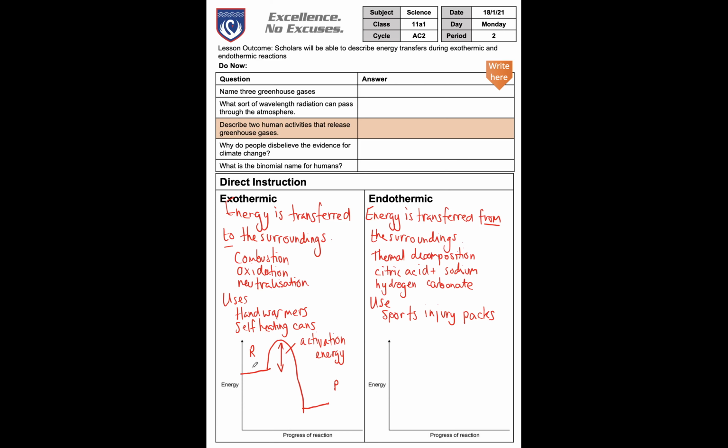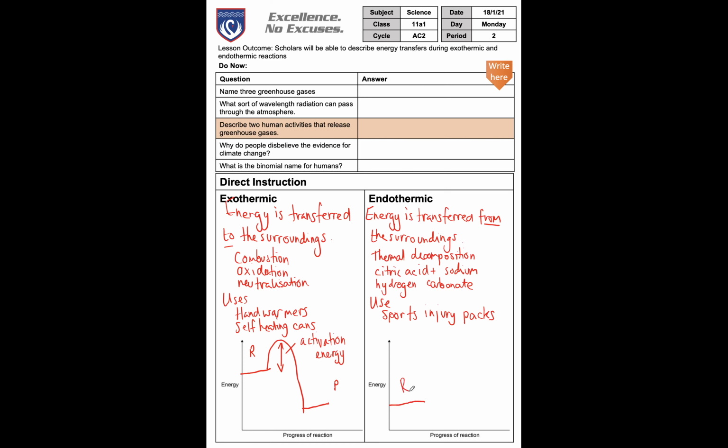We can see here that more energy is given out when the bonds are being made than is taken in when they're being broken, so this is exothermic, so energy is given out. You could also see that the energy of the reactants is greater than the energy of the products, so energy must be given out to the surroundings. If we look at endothermic, we'll see the opposite is true.